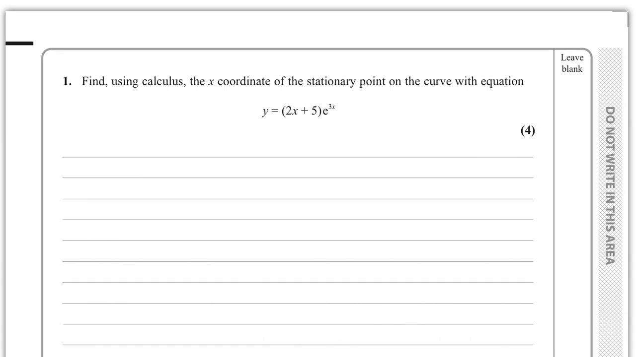So let's start by having a look. Find using calculus, you know this is differentiation or integration, the x-coordinate of the stationary point. So you know the stationary point is found when we do the differential equal to 0.